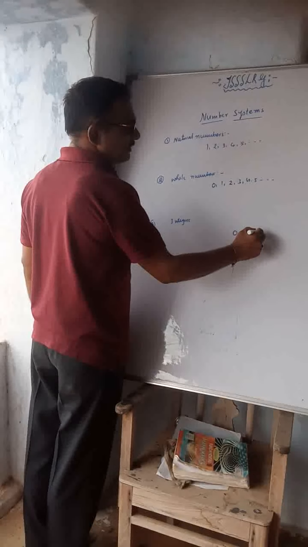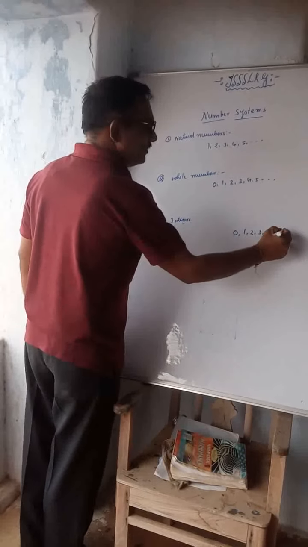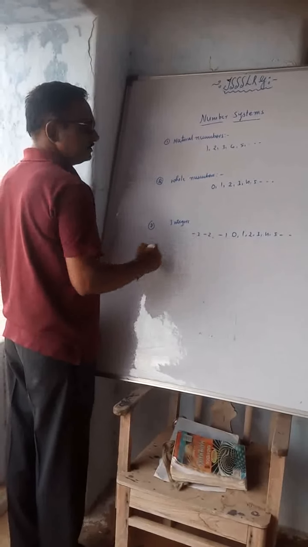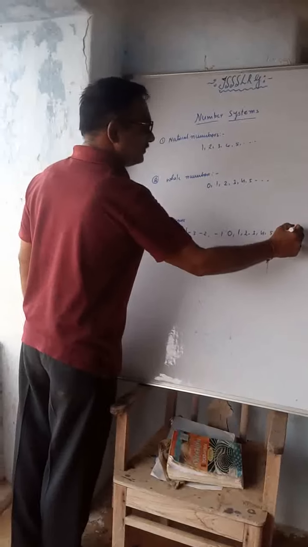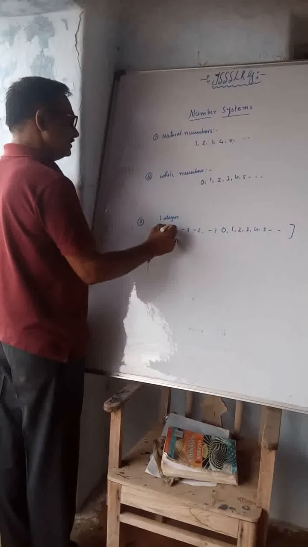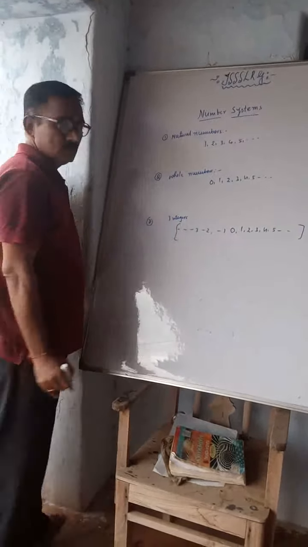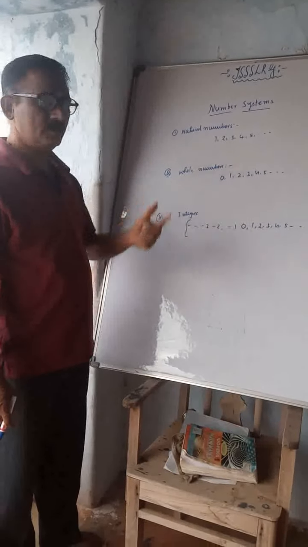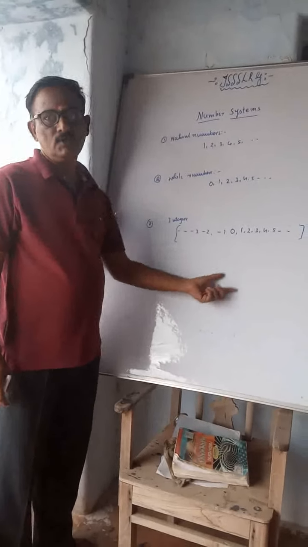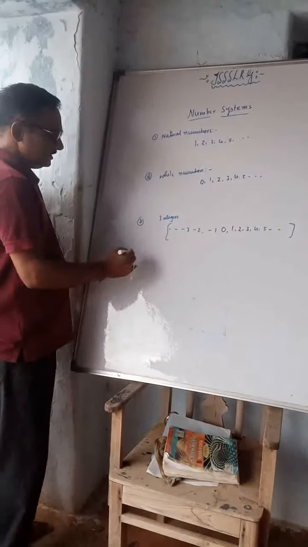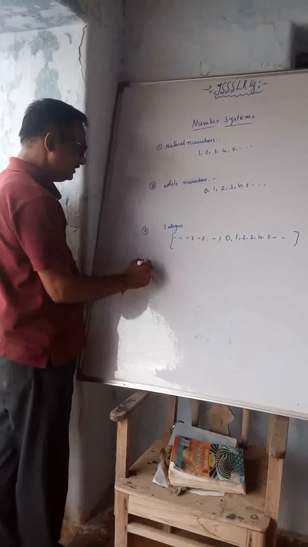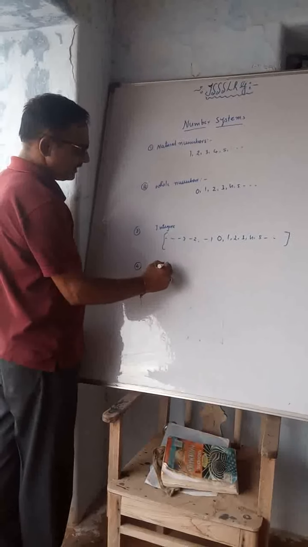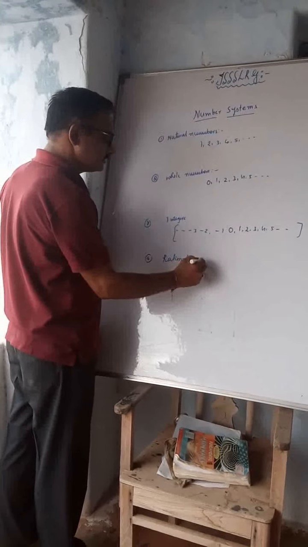Next, in the class 6, they will learn about the whole numbers with their negatives. This forms the system of integers. Now natural numbers are over, then whole numbers are over, then integers are also over. In the same class, we are going to start with the rational numbers.